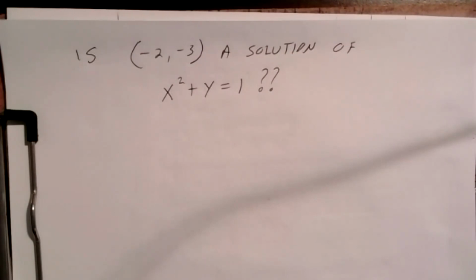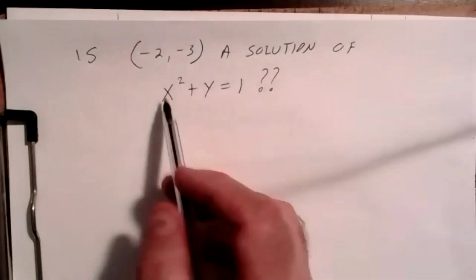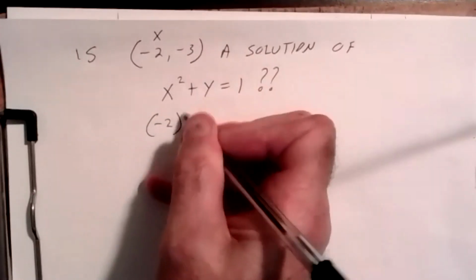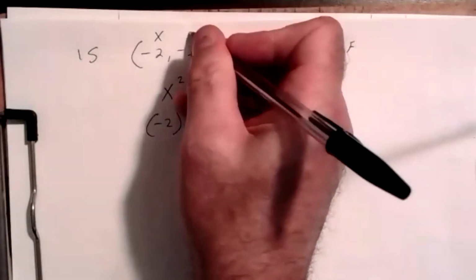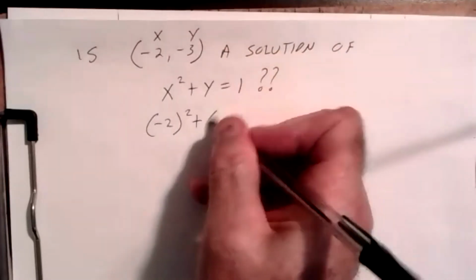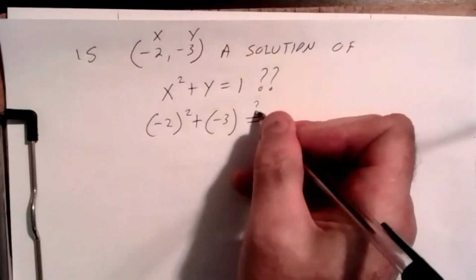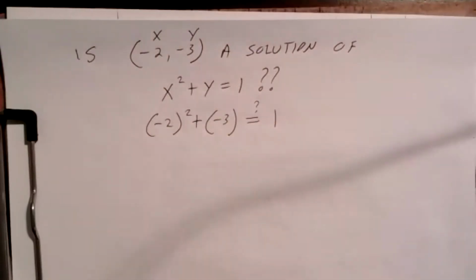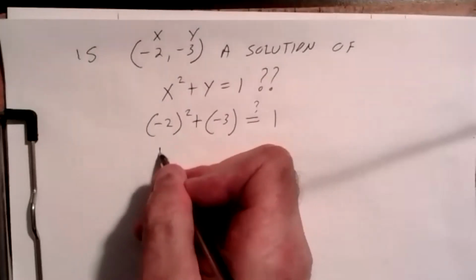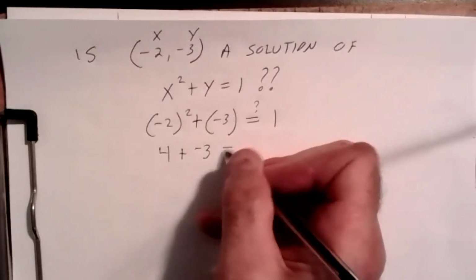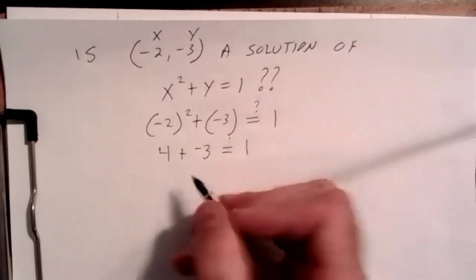To satisfy this equation means that if I replace the x variable with -2, since that's my x coordinate, and I replace the y variable with -3, since that's my y coordinate, the left side of this equation has got to be equal to the right side. Is that true or false? This is 4. This is plus a -3. Is 4 plus a -3 equal to 1? Is that true?